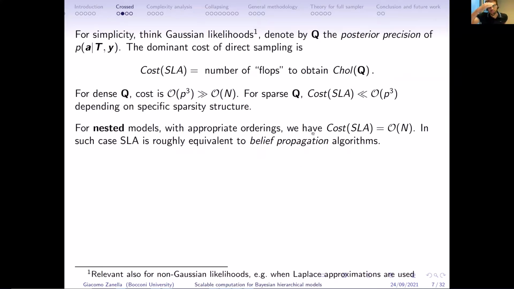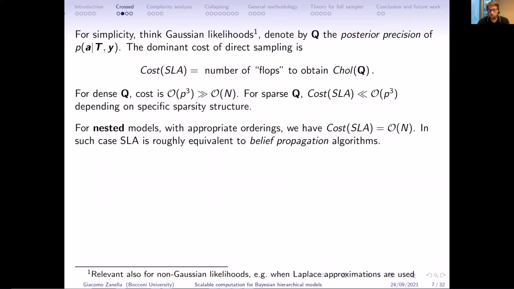So for simplicity, just to be more specific, think of Gaussian likelihoods. And in that case, what you have is the high-dimensional Gaussian, which is the conditional of A given T and Y, and we denote by Q the posterior precision. Even in the Gaussian case, doing computation for cross models can be challenging.